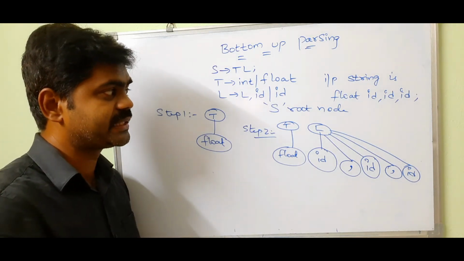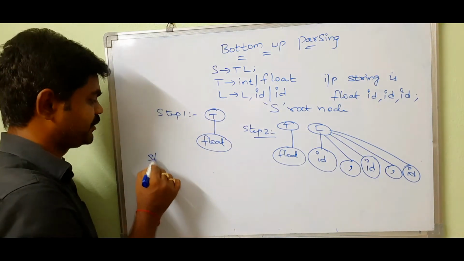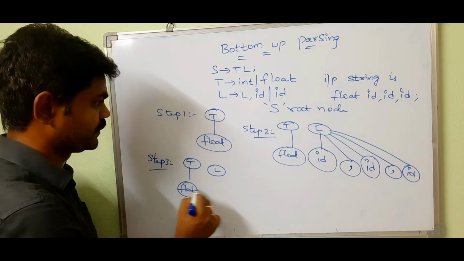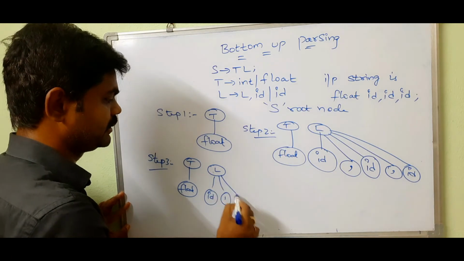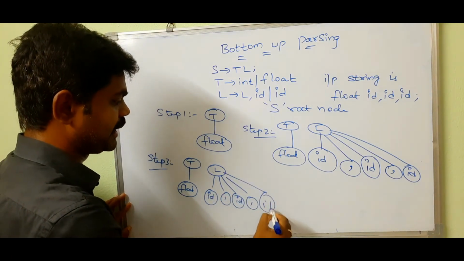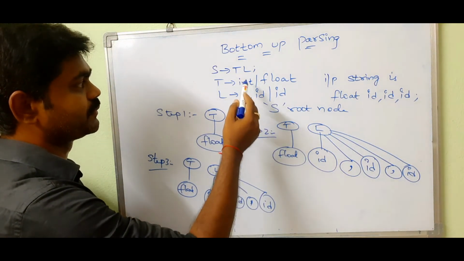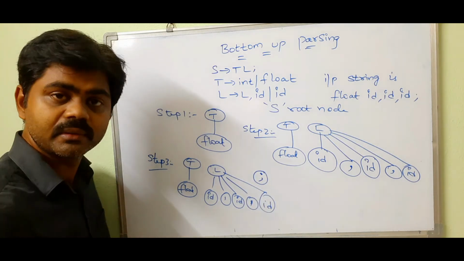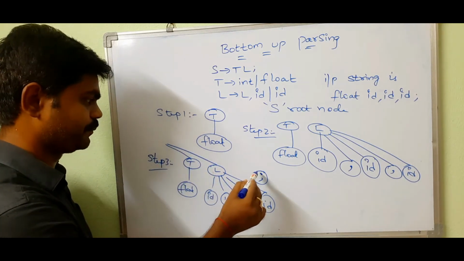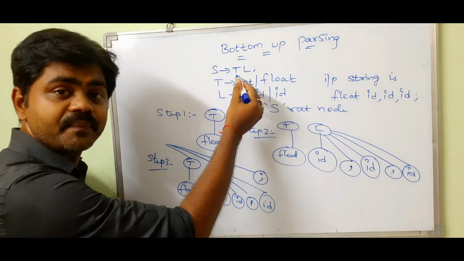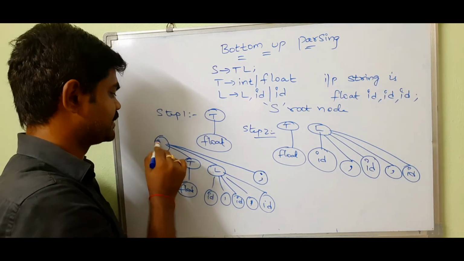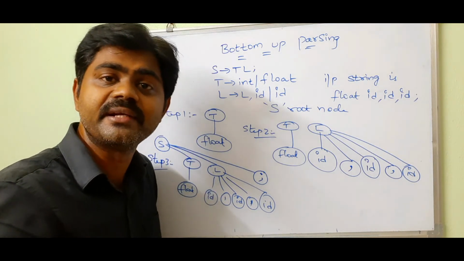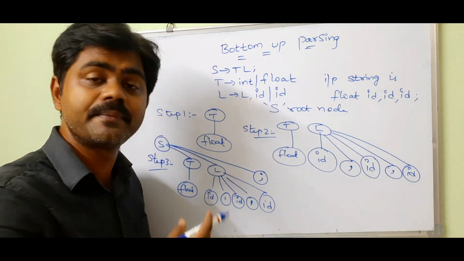So we are left with semicolon, right? So I'm drawing here step 3. T, L. So this is float, this is ID, comma ID comma ID. For semicolon we have root S. I will write here, this is semicolon. So for T, L and semicolon, the root is capital S. So at the end of the day we reached our root node, that is capital S. So this is all about bottom-up parsing. We'll start with the leaf node and finally we'll reach the root node. This is the best example of bottom-up parsing.